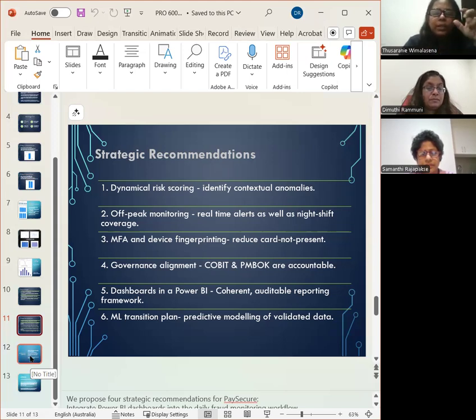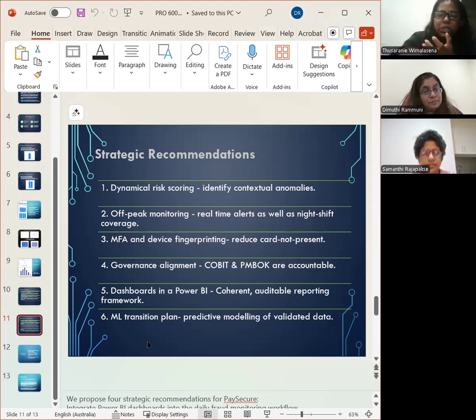The third one is to strengthen off-hour and regional monitoring, because we saw that most frauds happen at night in a few hotspot areas. PaySecure should schedule more coverage during those times and add extra verification steps for customers from higher-risk cities. The next one is combining BI data with AI models. The data and visuals from Power BI can feed into PaySecure's existing machine learning systems. So this mix of BI and AI will keep improving detection accuracy and help the system learn from new types of frauds.